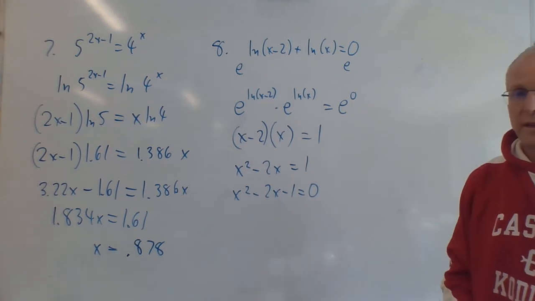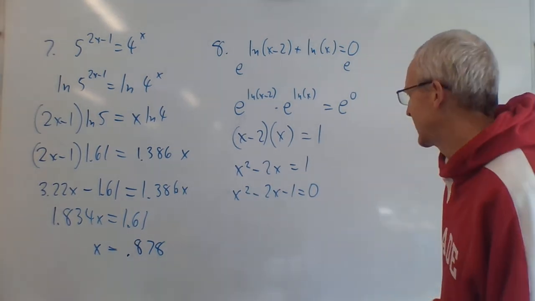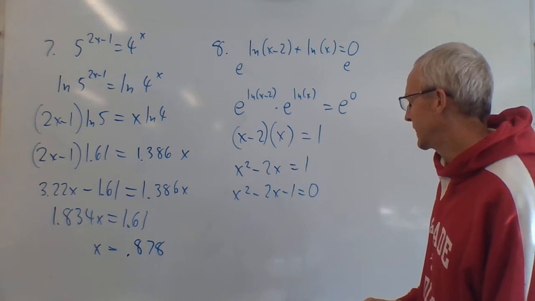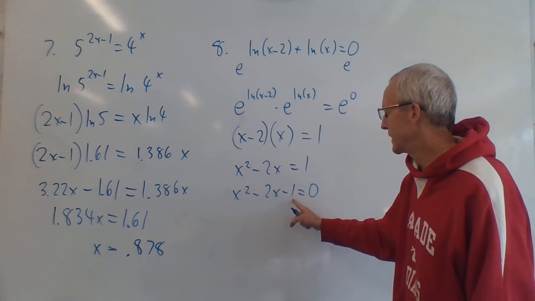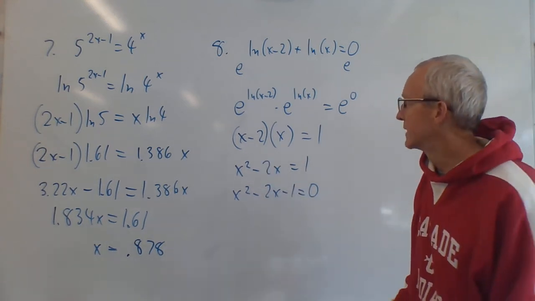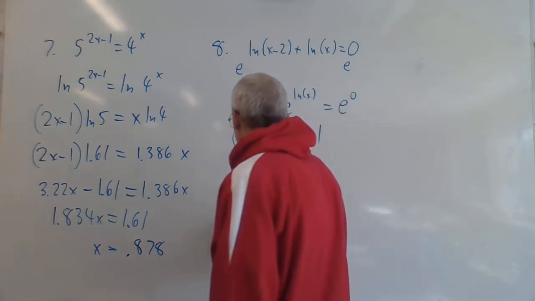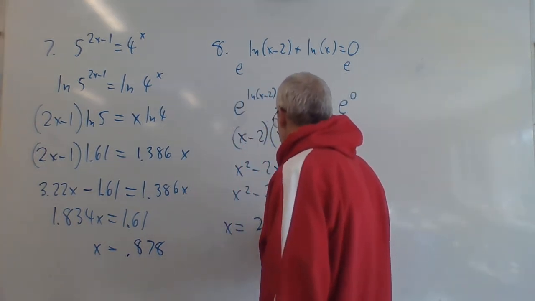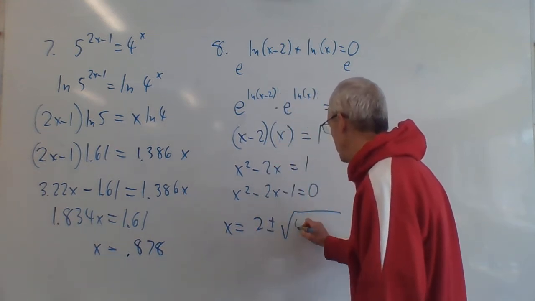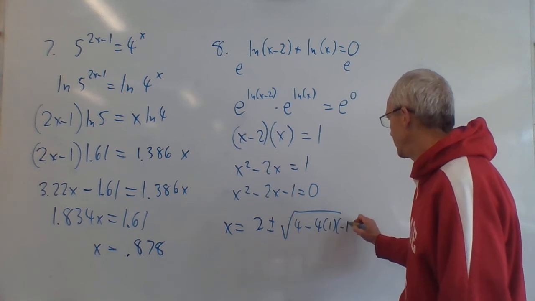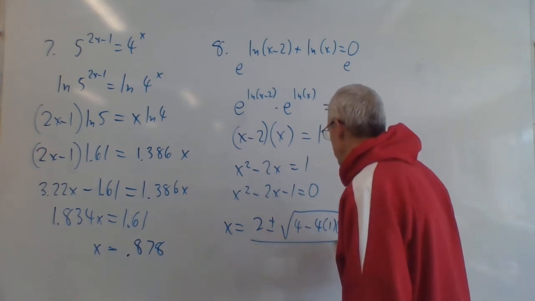And now you really hope that you can factor it, but you can't, can you? No, x minus 1 times x minus 1 will give you a plus 1 there. So we have to use the quadratic formula. This is terrible. Oh well, it's not so bad. So x is equal to negative b, which is 2, plus or minus the square root of b squared, which is 4, minus 4 times a, which is 1, times c, which is negative 1, divided by 2a, which is 2.